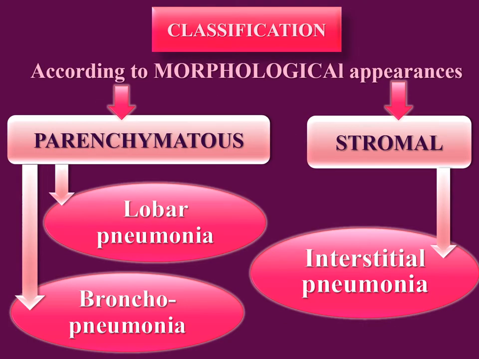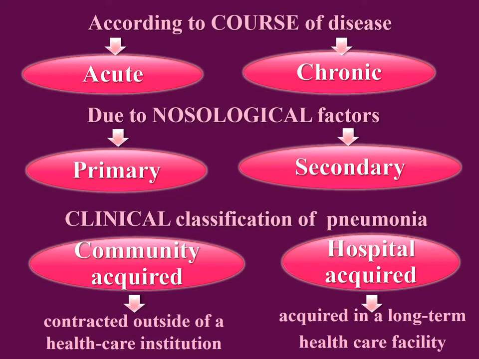Pneumonia is classified according to different principles. According to clinical and morphological appearances, pneumonias may be subdivided into parenchymatous pneumonias and stromal pneumonias. Parenchymatous pneumonias include lobar pneumonia and bronchopneumonia. Stromal pneumonias are otherwise called interstitial pneumonia. According to the course of disease, two main types exist: acute and chronic pneumonia. Recently, the term chronic pneumonia is not used.